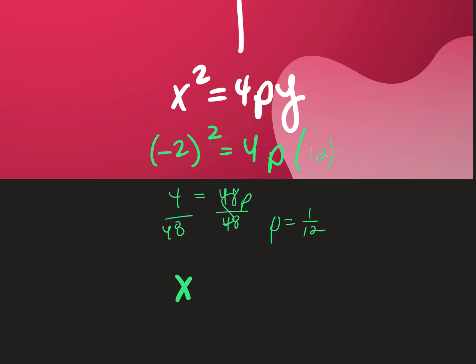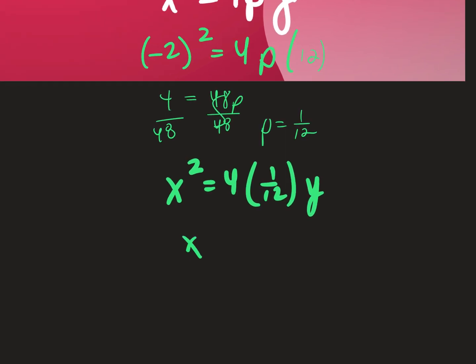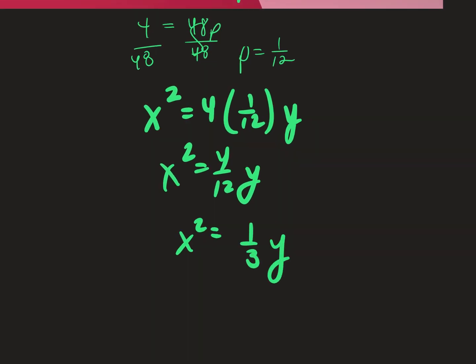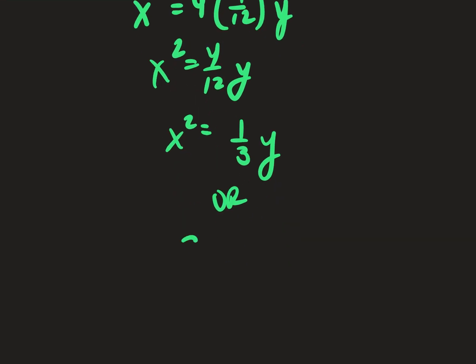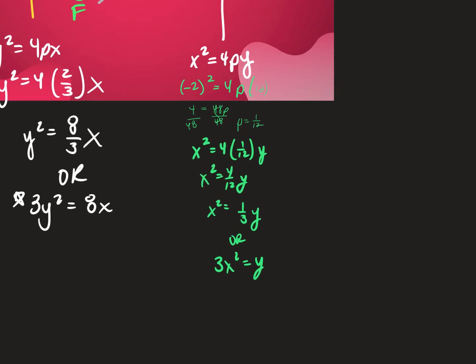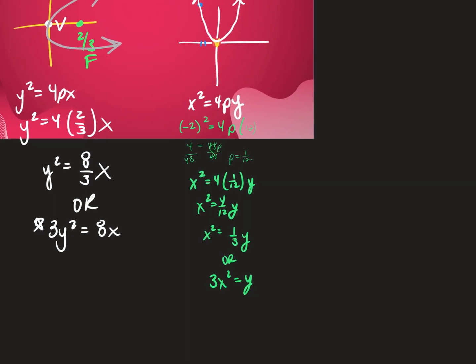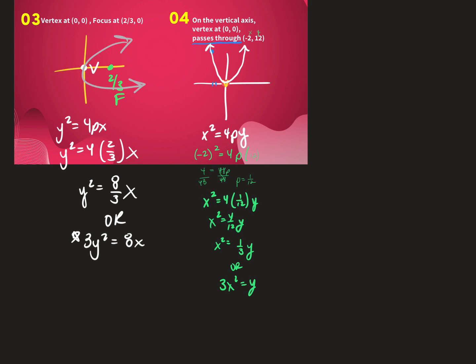So now I know the equation is x squared equals 4 times what? 1/12 y. Simplify that. X squared equals 4 over 12y. X squared equals what? 1/3 y. What's another way we could write it? 3x squared equals y. It's just like when we had our parabola and were writing in vertex form. Remember they gave you the vertex and a point passing through and you had to find the a value? Exact same thing, just we're finding the p value here.